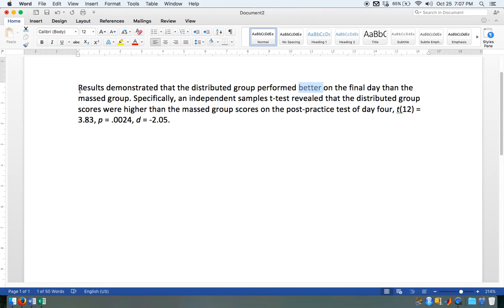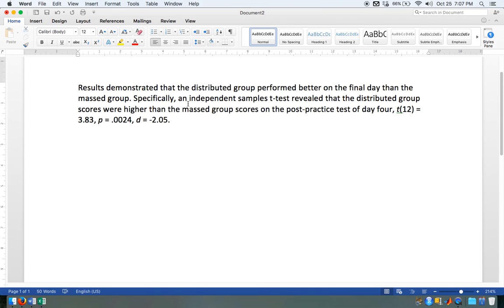One pet peeve of mine is when people write, results demonstrated that the distributed group performed better, period. You actually have to say better than what. So here, I wrote then the mass group. That's actually important. You do have to report that. That's just a pet peeve, and that's just English rather than APA style. But don't just stop at one, this group performed better or something like that. You have to say better than what.